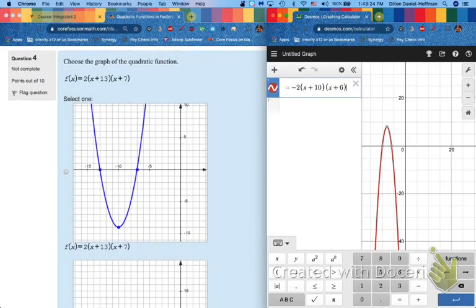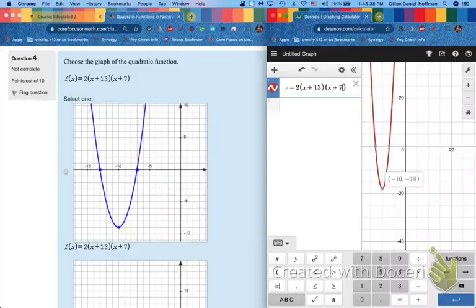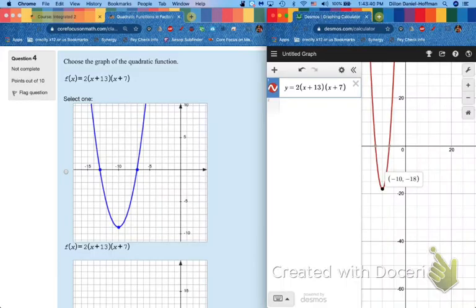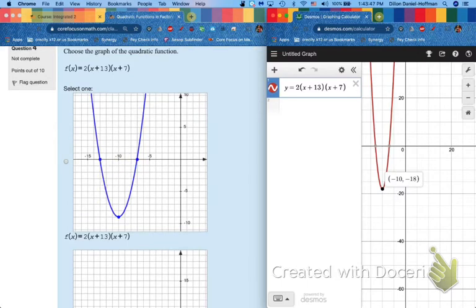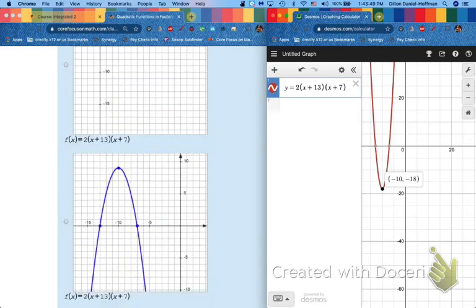This one's not going to be upside down because we get rid of the negative. But it is going to be at -13 and -7. See? 13 and 7. But it is also stretched. So let's see. Is there any one that's more stretched than this? This is the right spot. Let's make sure. -13 and -7.